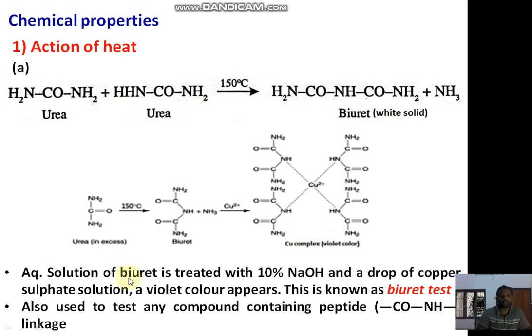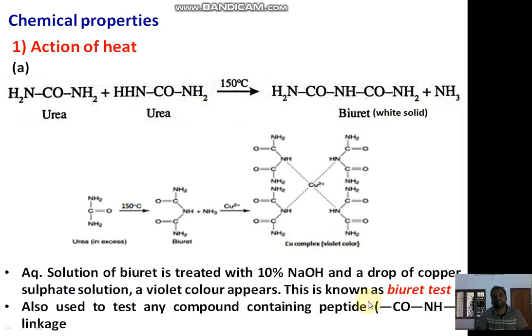The aqueous solution of biuret, which is soluble in water, is treated with 10% sodium hydroxide and a drop of copper sulfate solution. If you add 1 drop of copper sulfate, a violet color will appear. This is known as the biuret test, and this test is also used to test any compound containing a peptide bond. The CONH bond is known as the peptide bond.